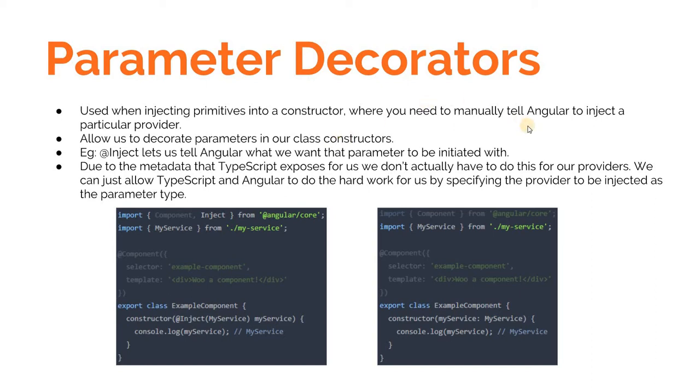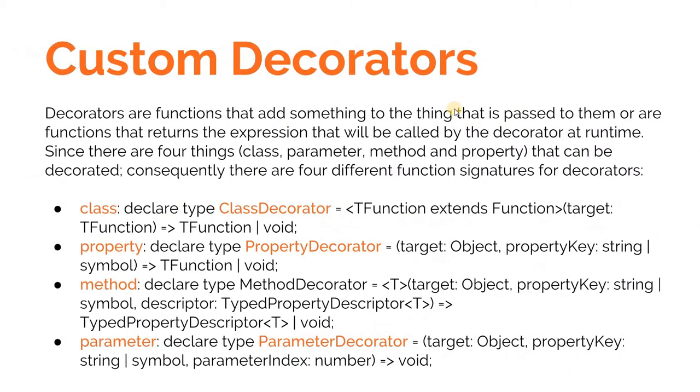but then we also have the flexibility to create custom decorators. If we want to create custom decorators, then decorators are nothing but essentially functions that are called with some specific field or with some specific class object. And these are called at runtime by Angular itself. Since there are four types of things in Angular that can be decorated, that is a class, a parameter, a method, or a property, there are four types of decorators that can be manually defined.